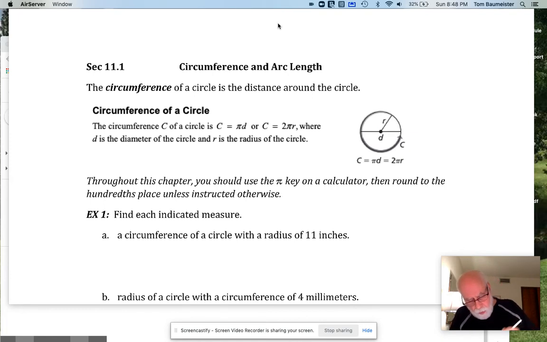Okay, so it just says that d is the diameter of the circle, and r is the radius of the circle.